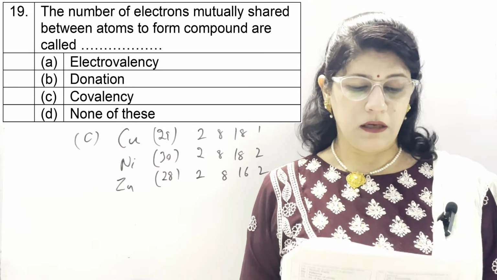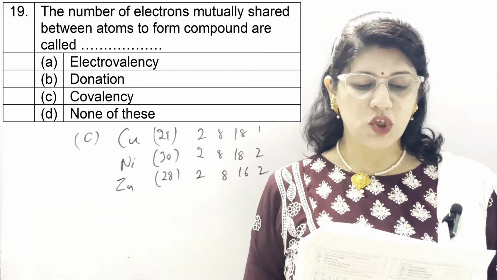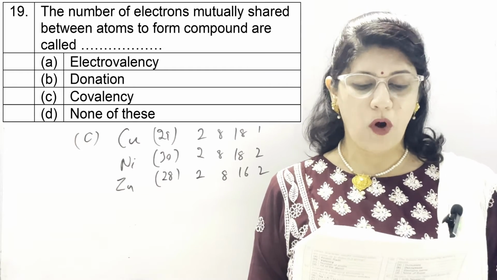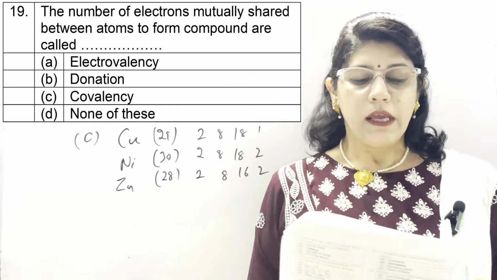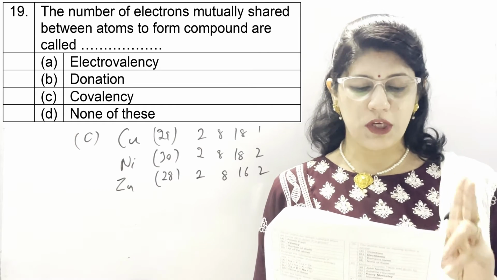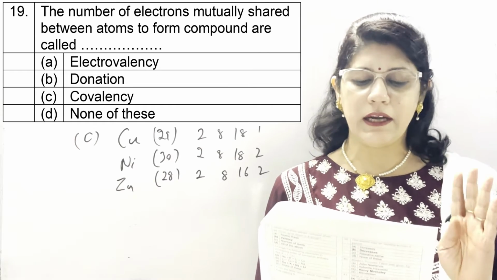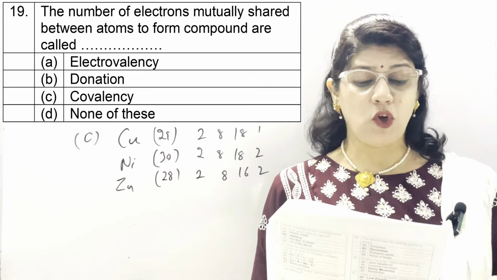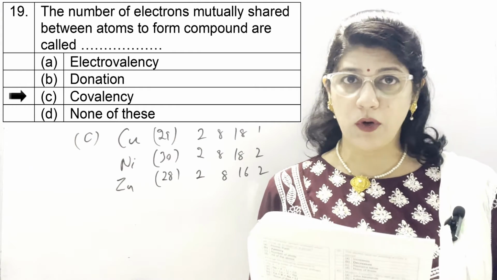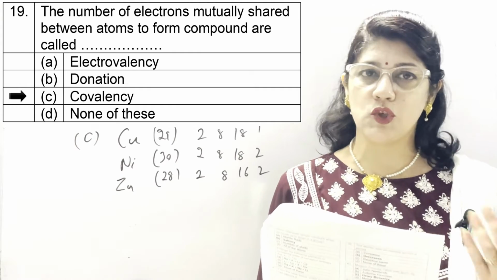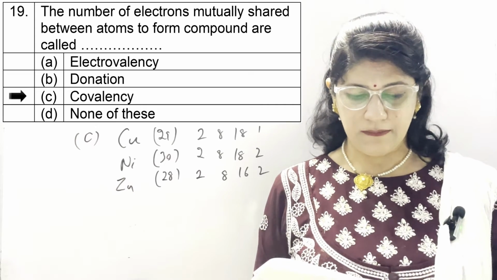Question number 19. The number of electrons mutually shared between atoms to form compound are called. Electrovalency is first option, donation second, covalency is third and none of these. So the correct option is covalency because we know that covalent bonds are formed by mutually sharing of electrons.